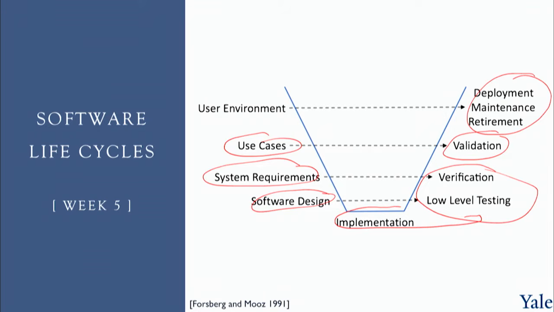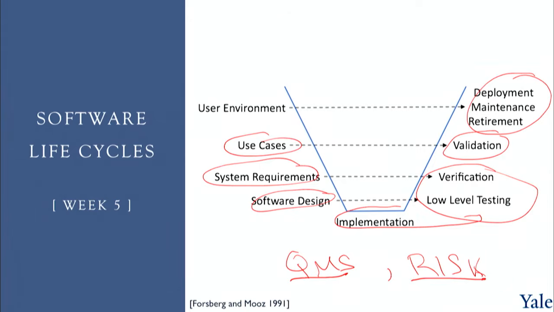Now, underlying this process, of course, is the quality management system and the risk management. Those are the supporting infrastructure that allow this to happen. Outside of a quality management system and the risk management system, this life cycle makes no sense. And this is what's known by the standards.